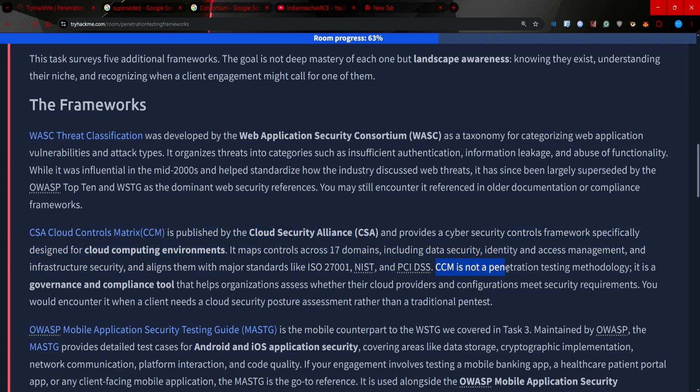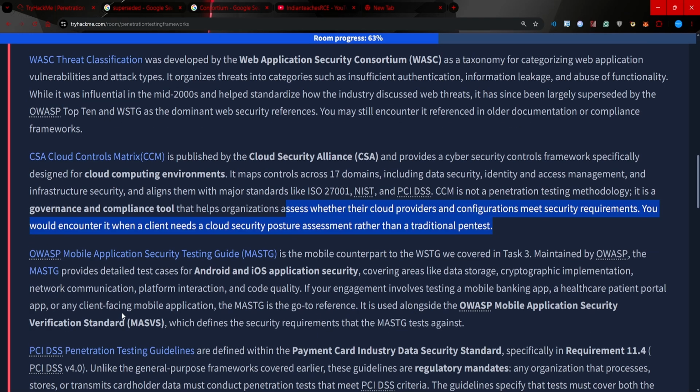CCM is not a penetration testing methodology. It is a governance and compliance tool that helps organizations assess whether their cloud providers and configurations meet security requirements. You would encounter it when a client needs a cloud security posture assessment rather than a traditional pen test.